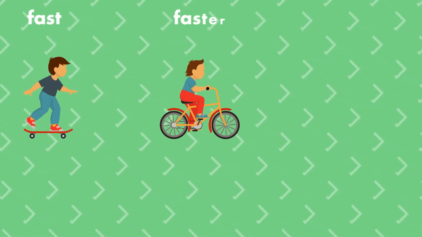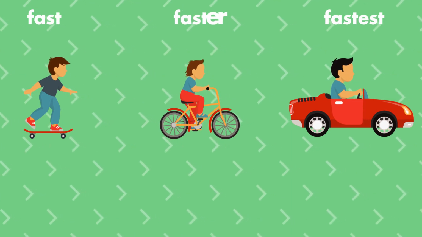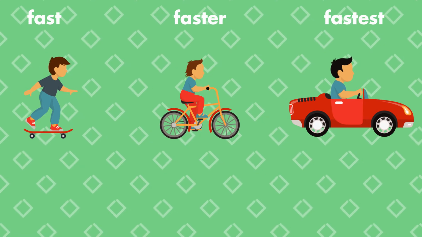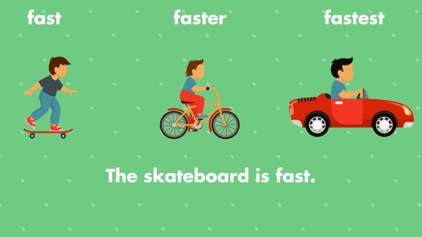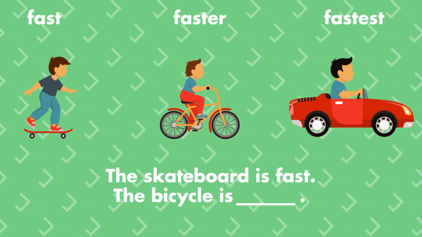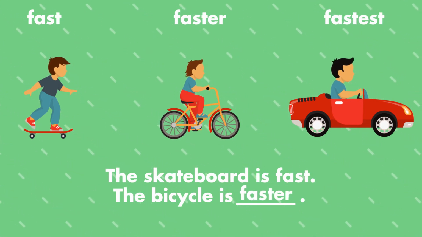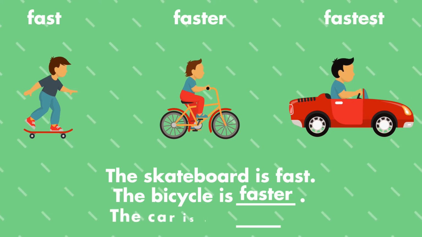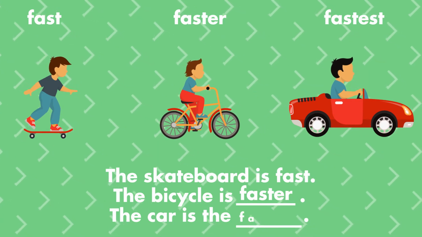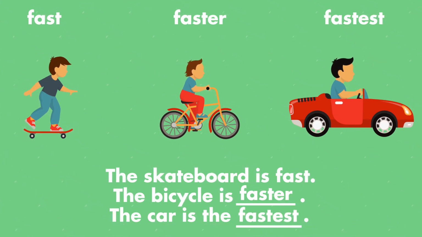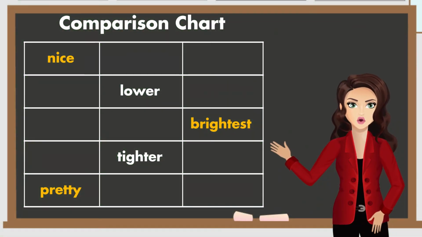Fast, faster, fastest. Can you fill in the blanks for me? The skateboard is fast. The bicycle is... That's right. The bicycle is faster. The car is the... That's it. Fastest. The car is the fastest. Well done. Let's move on.